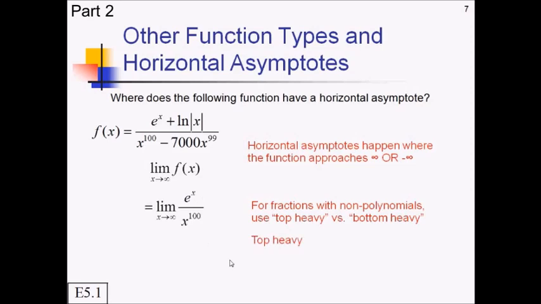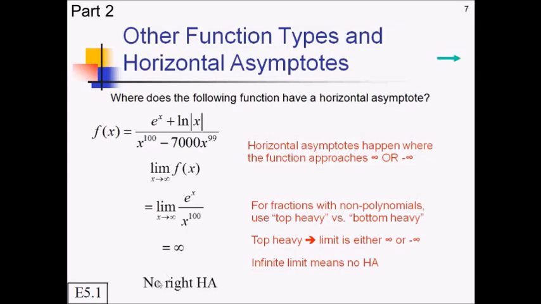So this is a top-heavy function, which means that we're not approaching a single finite number. We're just growing without bound toward either infinity or negative infinity. And the direction is going to just depend on the signs of the things in your quotient here. Since these are all positive quantities, this is going to be a positive infinity that this is growing towards. Now, positive infinity or negative, either way, in terms of asymptotes, that means that you have no horizontal asymptote if you have an infinite limit. So as we move to the right, there is no right side horizontal asymptote.